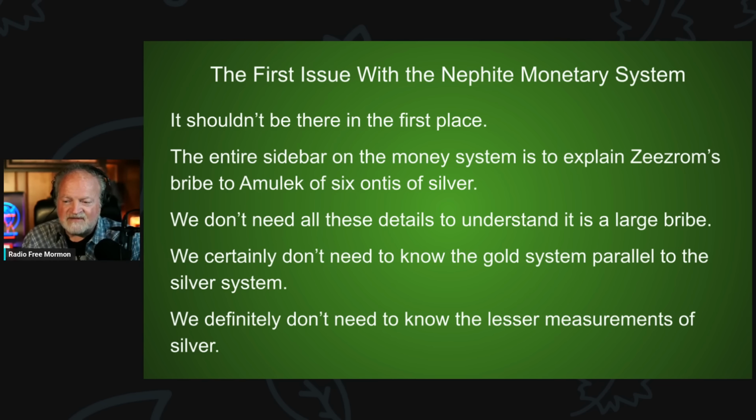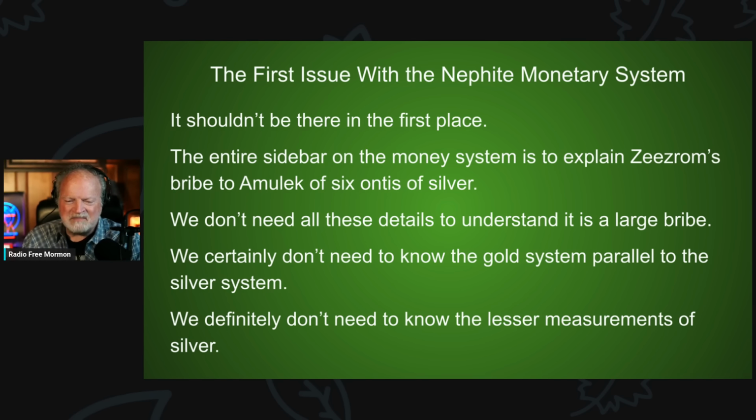So the first issue with the Nephite monetary system is, in my opinion, it shouldn't be there in the first place. It should not be in the Book of Mormon. The entire sidebar in Alma 11 on the money system is put there in order to explain Zeezrom's bribe to Amulek of 6 onties of silver. So an onti is 7 times the daily rate of pay of a judge, which is what a senum is, right? Or a senine. Senine in gold, senum in silver.